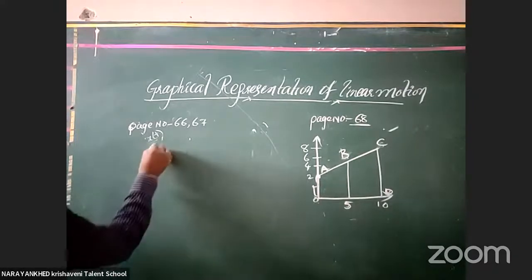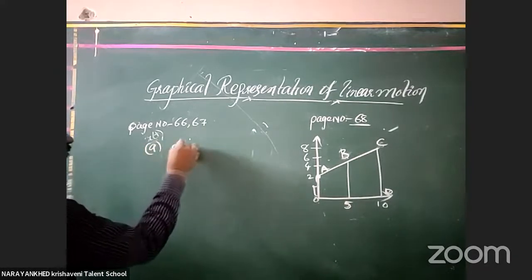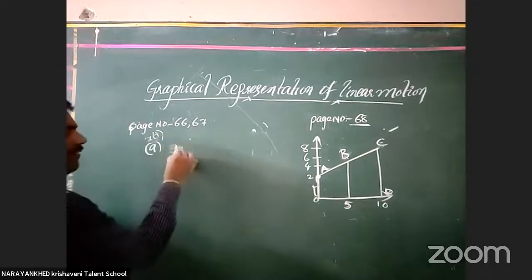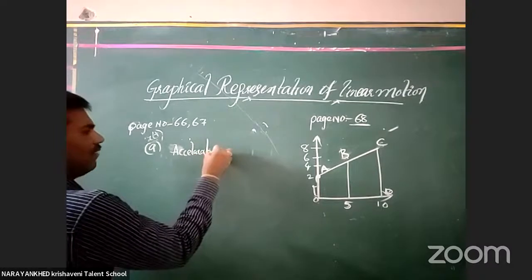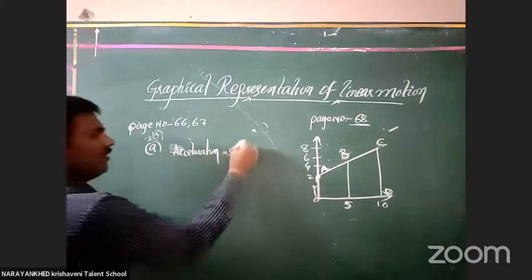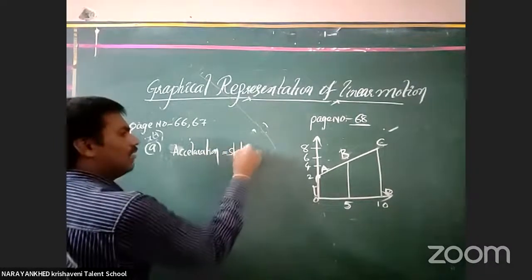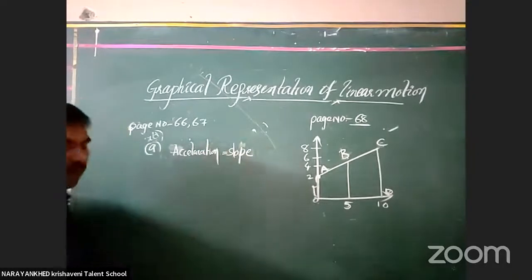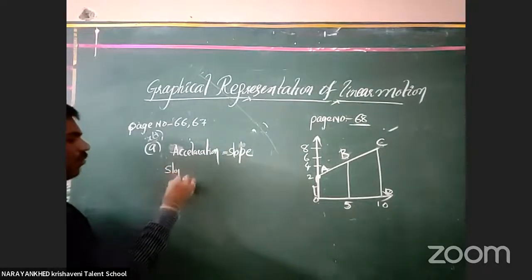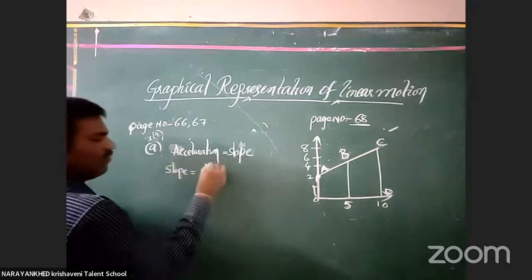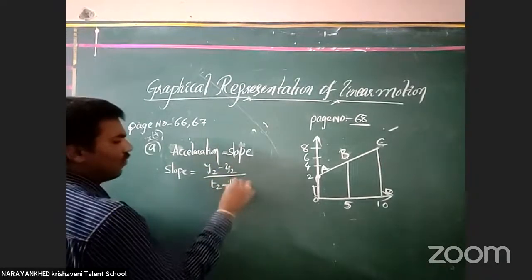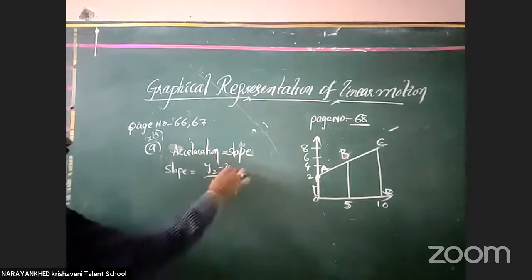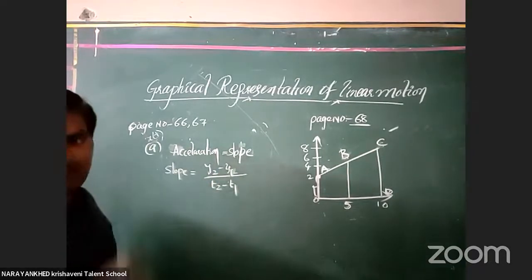You know very well the first answer: it is the slope. Now acceleration is equal to what? When we take a velocity and time graph, acceleration is equal to slope. Slope is equal to the difference between the y coordinates over the difference between the x coordinates: y2 minus y1 over t2 minus t1.